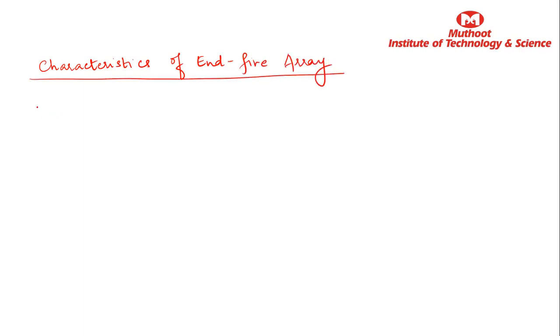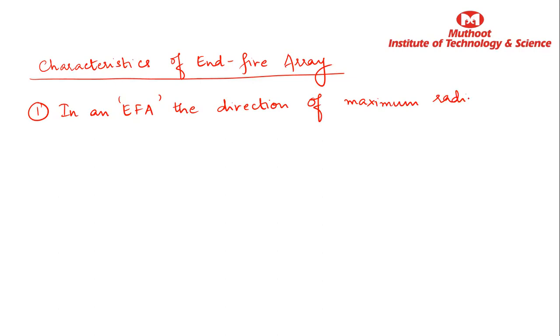So some of the characteristics are that in an end-fire array, I'll just write it as end-fire array. Don't use the abbreviation during the exams. It is end-fire array. The direction of maximum radiation coincides with the array axis.